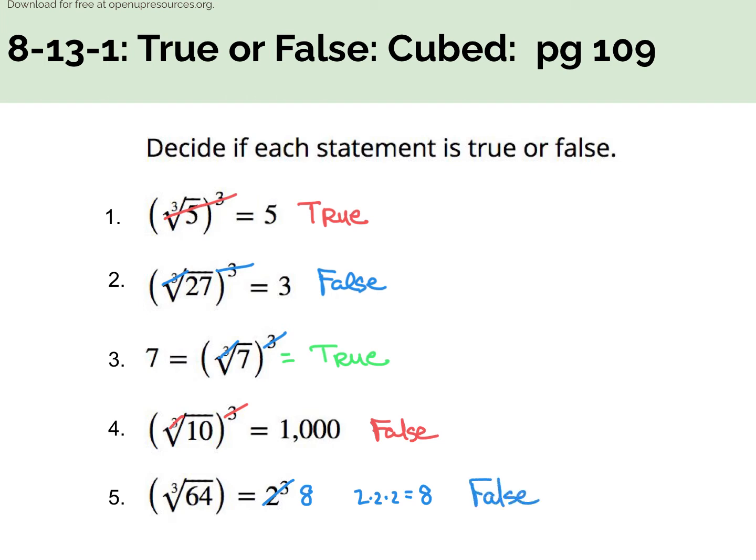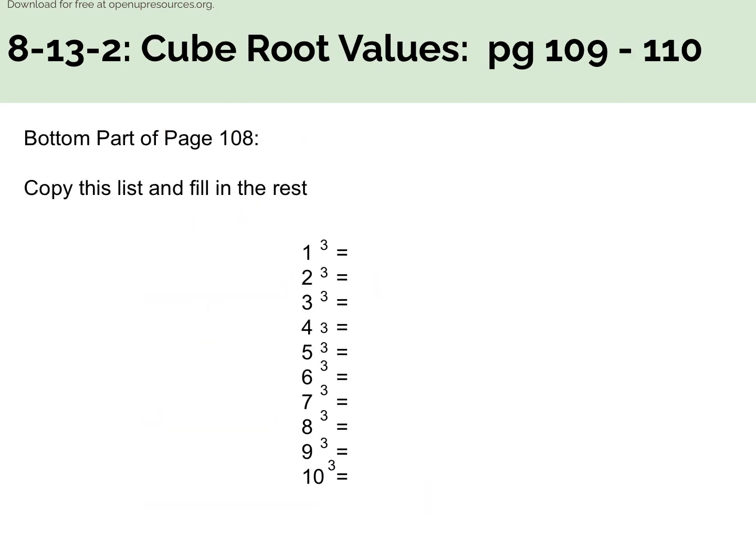So we're going to go ahead and talk a little bit further about cubed roots. Before we move on to our next activity, let's go ahead and copy this on the bottom of page 108 and actually answer it. So what is 1 cubed? What is 1 times 1 times 1? What is 2 times 2 times 2? Go ahead and fill in this list. We are going to need this list for today. So that's why we're copying it and filling it in on page 108.